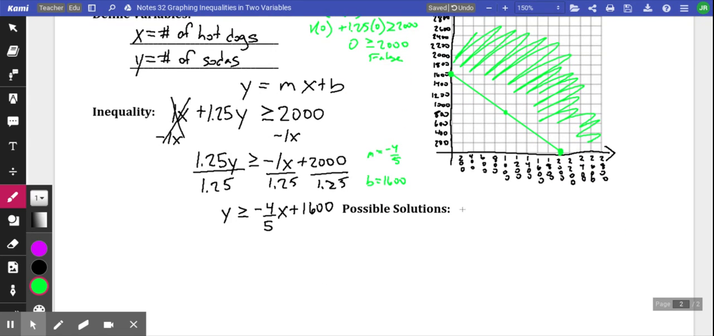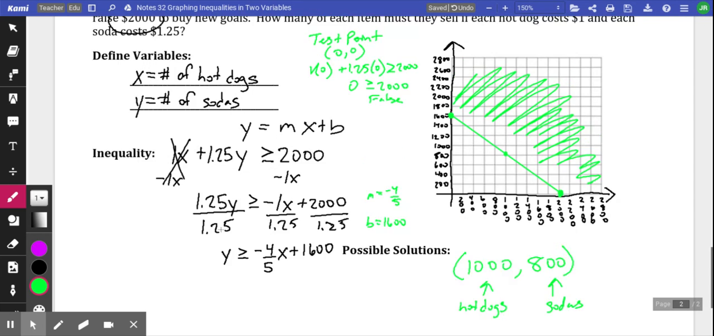So what are possible solutions? Well, there are lots of possible solutions. Pick anything from this shaded region and you're going to get it. One of your minimum values would be if you sell 1,000 hot dogs and 800 sodas. Remember that your x represents your hot dogs and y represents the sodas. Double check that: if I take 1,000 plus $1.25 times 800, that gives me 2,000 exactly.